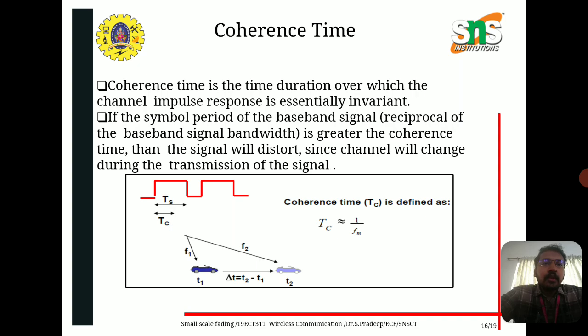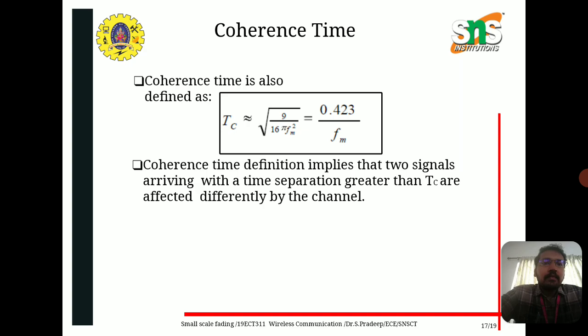Coherence time. Coherence time is the time duration over which the channel impulse response is essentially invariant. If the symbol period of the baseband signal is greater than the coherence time, then the signal will distort, since the channel will change during the transmission of the signal, and is given by this equation. Tc is approximately equal to 0.423 divided by fm. Coherence time definition implies that two signals arriving with a time separation greater than Tc are affected differently by the channel.